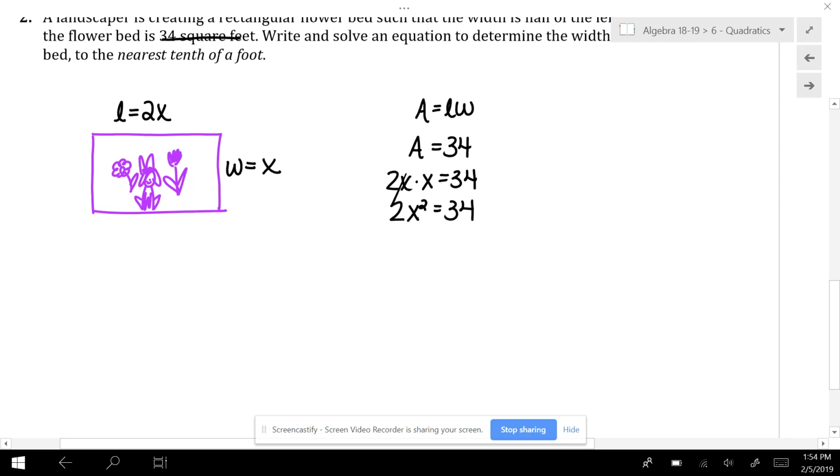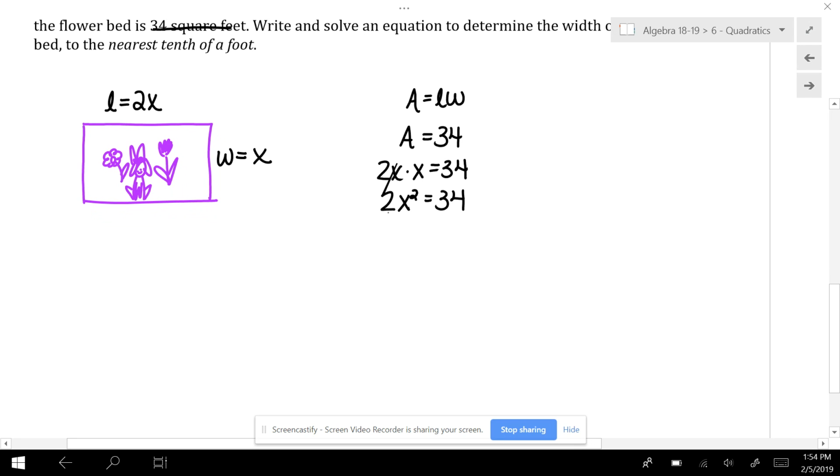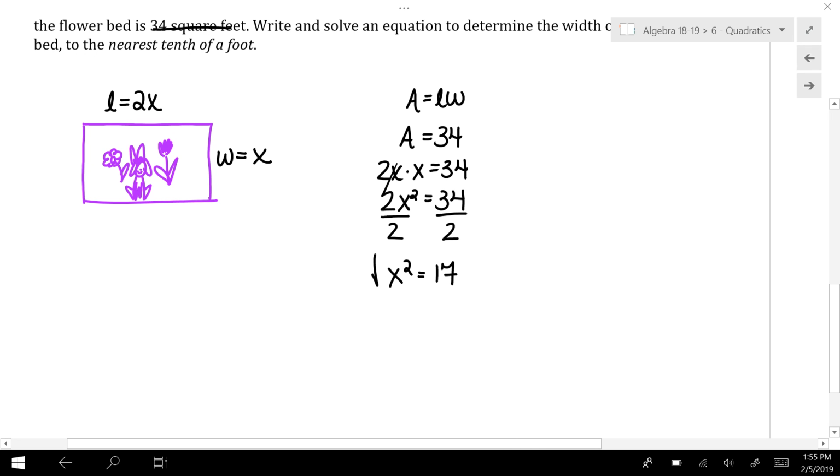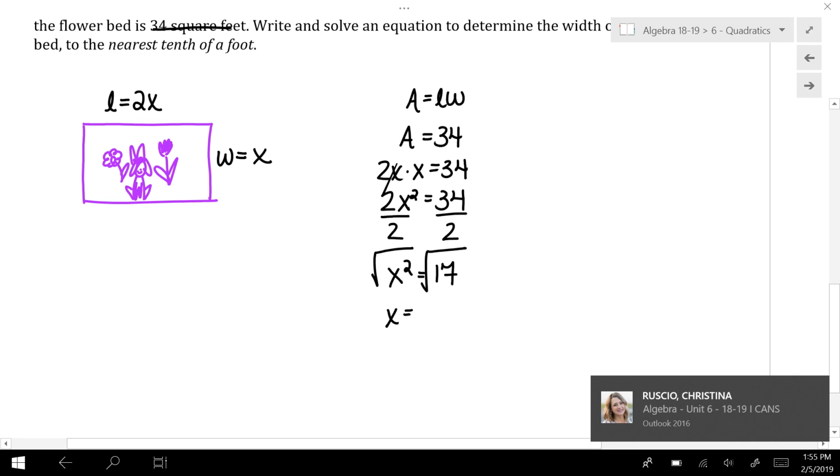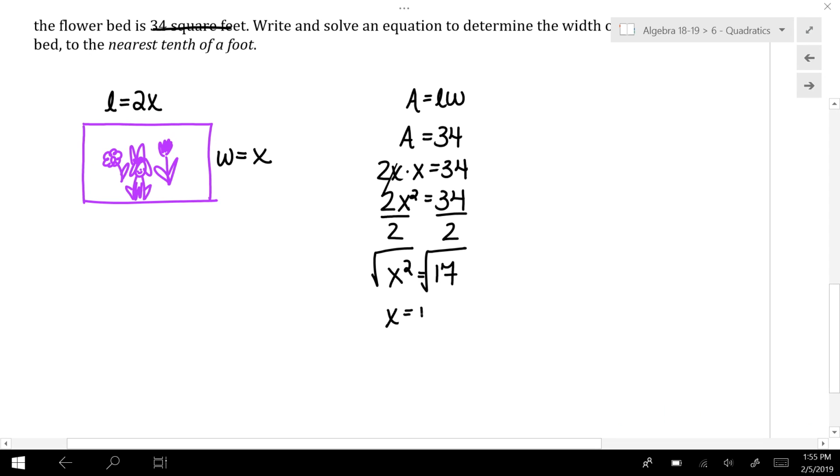Now we just got to solve this guy. Because it's something squared equals a number, it's kind of easy. You can just divide both sides by 2. And 34 divided by 2 is 17, right? And then last but not least, square root both sides. So I've got x is equal to plus or minus the square root of 17.